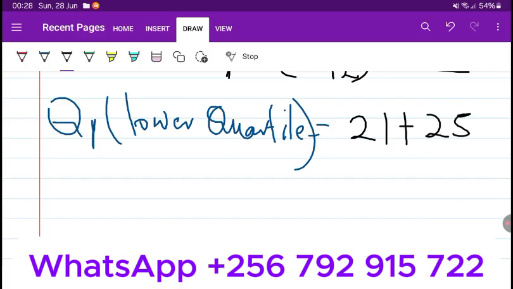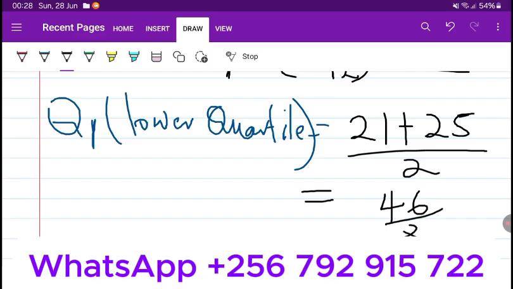21 plus 25 divided by 2. Of course, this one is giving us 46 divided by 2, and that gives you 23. So the true one is actually 23. This is the lower quartile, which is equal to 23.